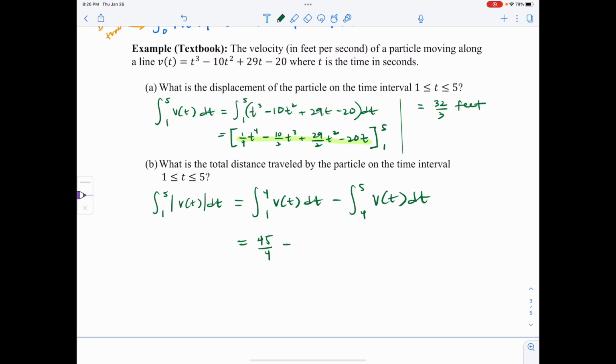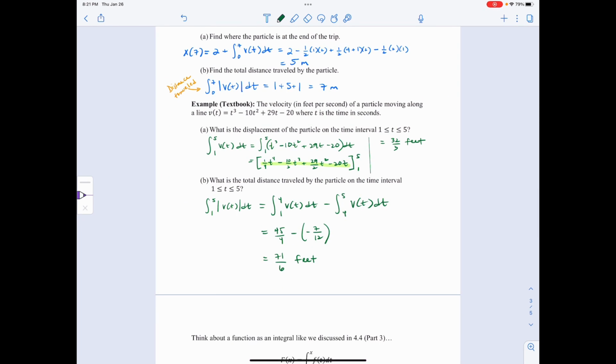Okay, so then that ends up being minus negative 7/12, which ends up being 71/6. Our units will be feet for distance traveled. So again, you could type in the absolute value, or you could do this all by hand. Okay.